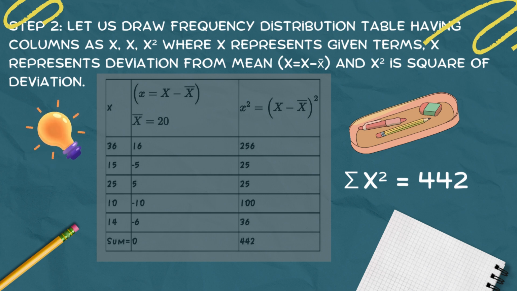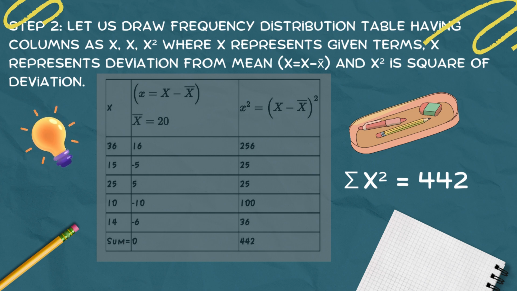In order to get the deviation from mean, we need to substitute the score and the mean. Then as we can see in the second column, first row, we get 16 because we substitute 36 minus 20 and the answer is 16.